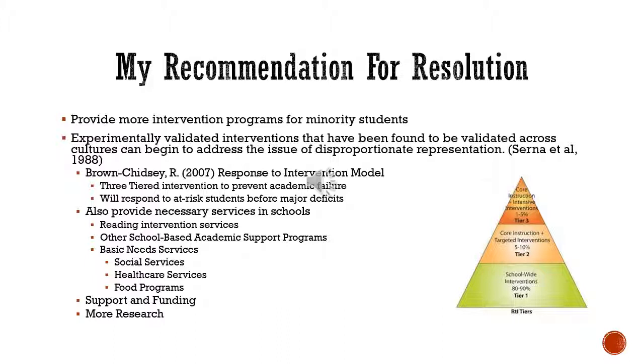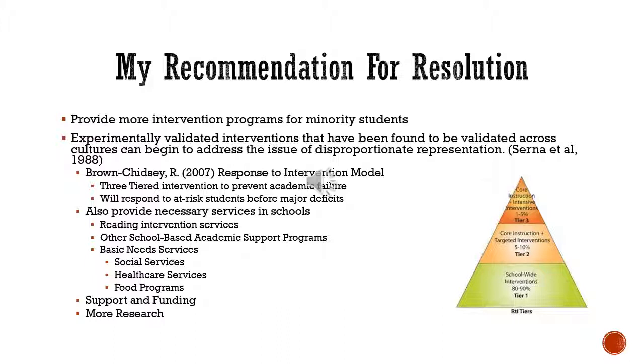We also must provide necessary services in schools to prevent deficits, whether they use the RTI model or not. Reading intervention services, for example, like America Reads. Sometimes children need someone to help them with reading until they feel comfortable reading on their own. And as we know, we need to get the children reading as early as possible before third grade because they switch over from learning to read to reading to learn. So it's very important to have these programs to get them reading more and get them interested in reading.